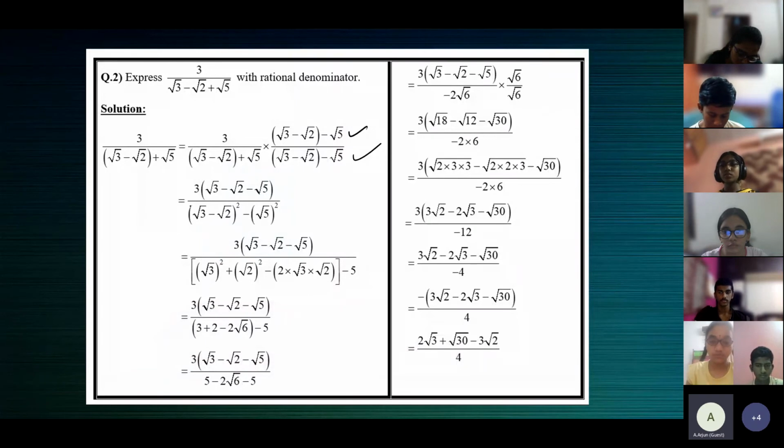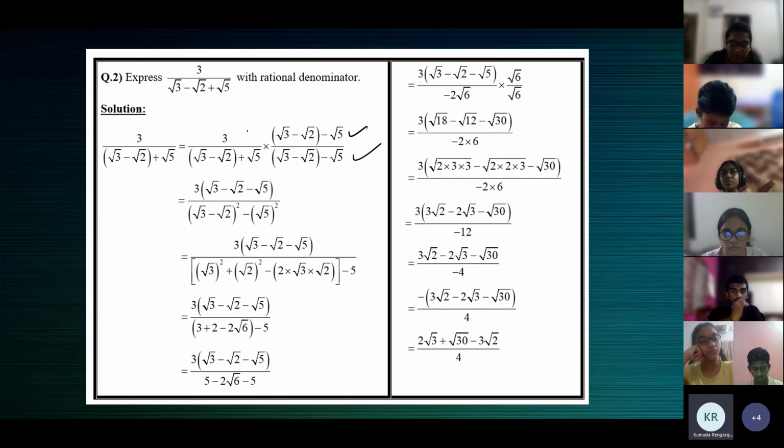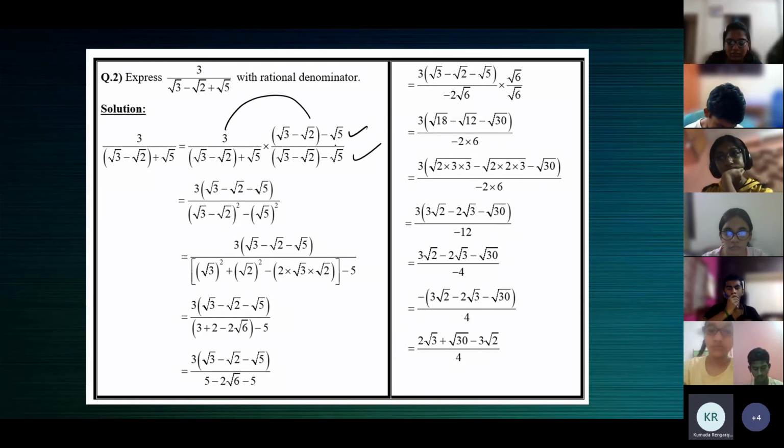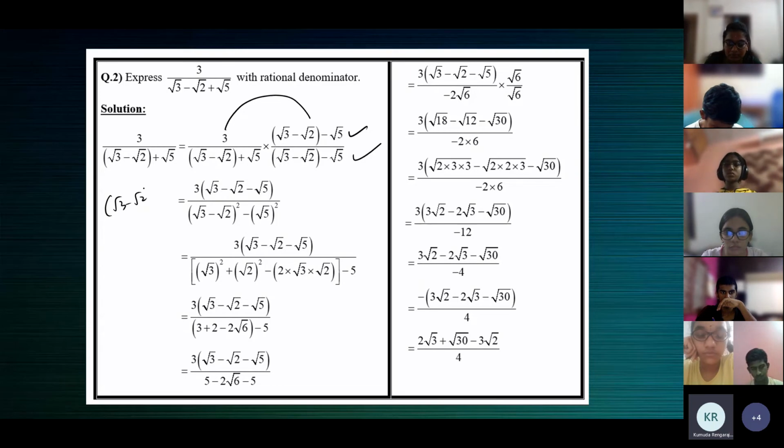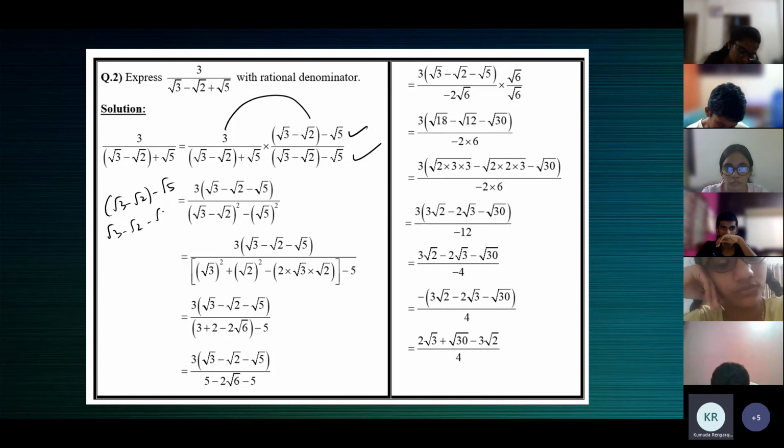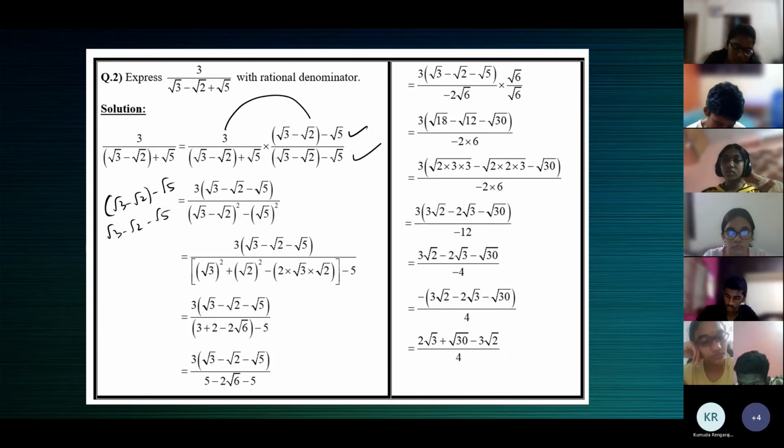All right. The next step: multiply the numerators. When you multiply the numerators, what will happen? This numerator into this numerator. So you'll have to multiply 3. This bracket is just for the sake of identifying where to change the sign. Just to write the conjugate, we put the bracket. But it's the same. The numerator, root 3 minus root 2 minus root 5, is the same as root 3 minus root 2 minus root 5. Please understand that, though you put a bracket here.